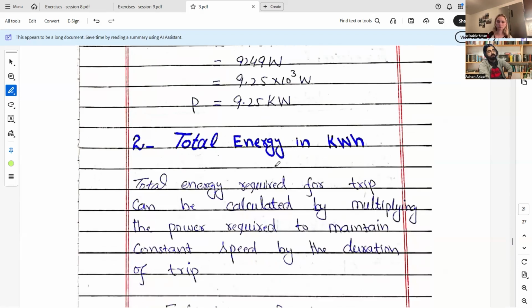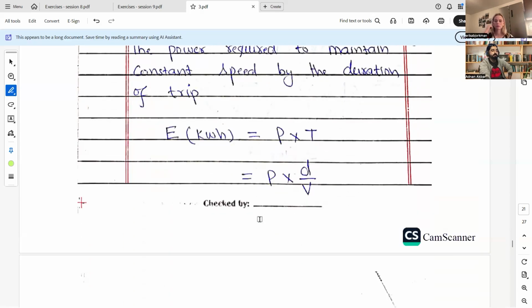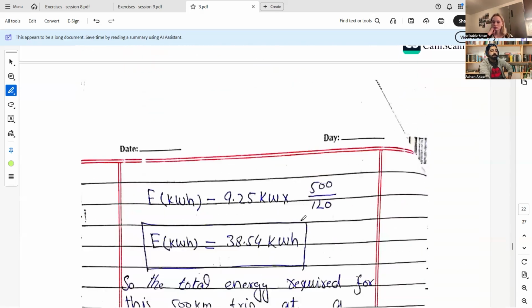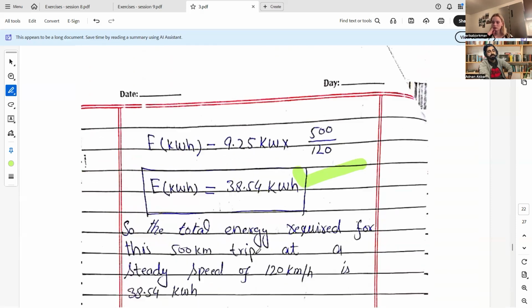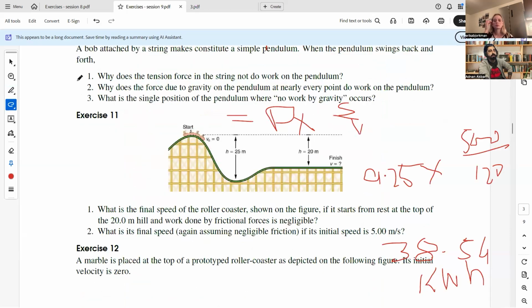Total energy you have to measure in kilowatt hour. So total energy required for the trip can be calculated by multiplying the power required to maintain constant speed by the duration of the trip. Simplifying, putting in the values, finally you have the result in kilowatt hour for the energy. So the total energy required for this 500 kilometer trip at a steady speed of 120 km per hour is 38.54 kilowatt hour. That is the energy required for that 500 kilometer trip. Is it clear? Yes, it's clear.